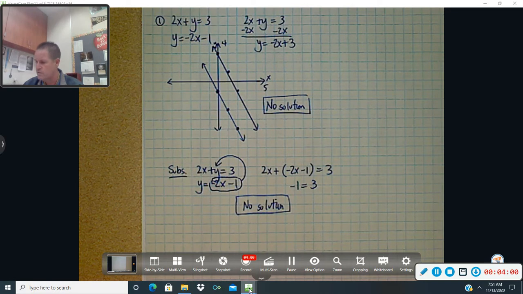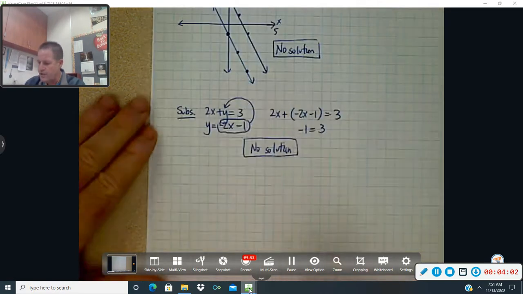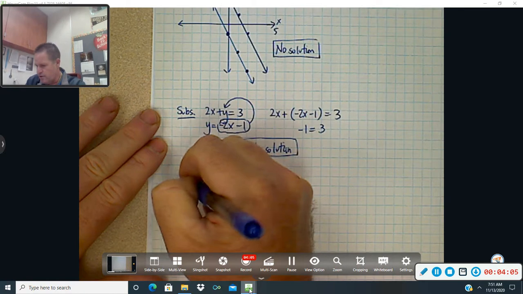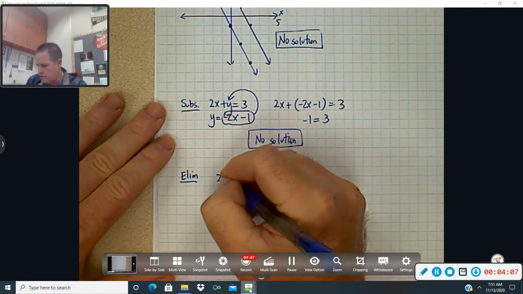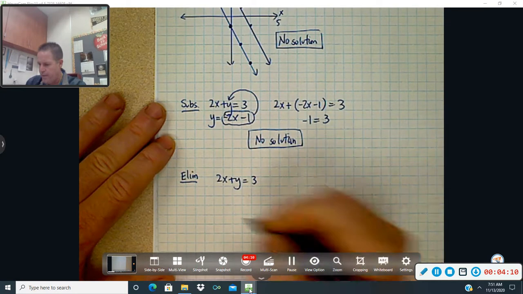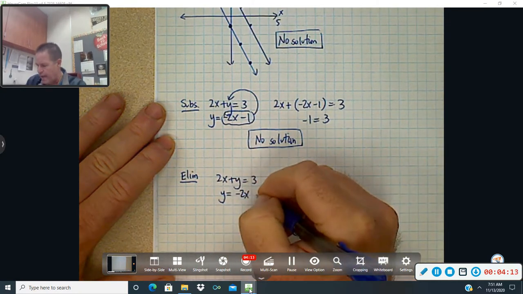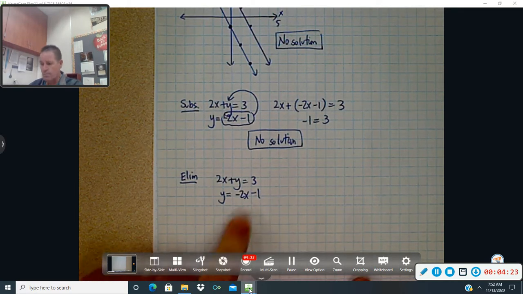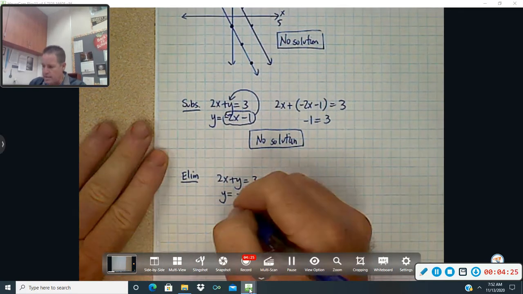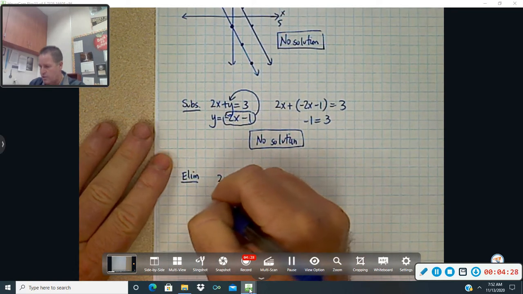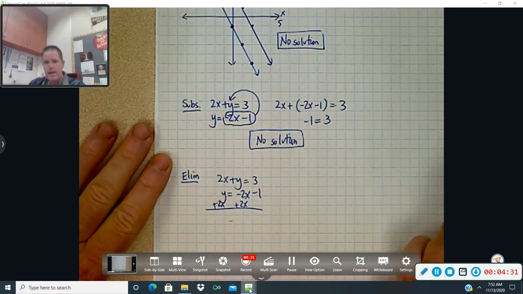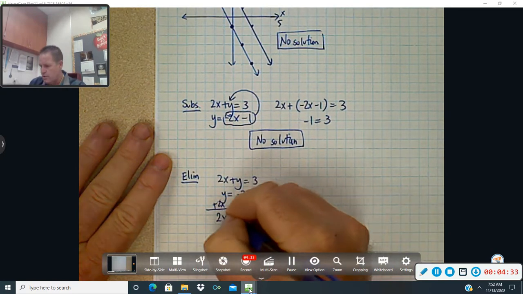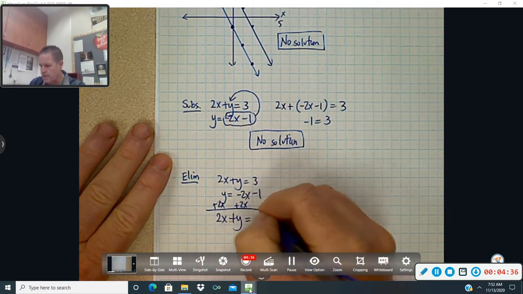Okay, the next type of question. All right, but let's try to do it by elimination. So if I try to do this by elimination, I have 2x plus y equals 3, and then y equals negative 2x minus 1. Well, I can't do it by elimination yet, because remember, for elimination, you want both of your equations to be in standard form, which the bottom one is not. So you can get it in standard form by adding 2x to the other side of the equation. And if you do that, then you have 2x plus y equals negative 1.